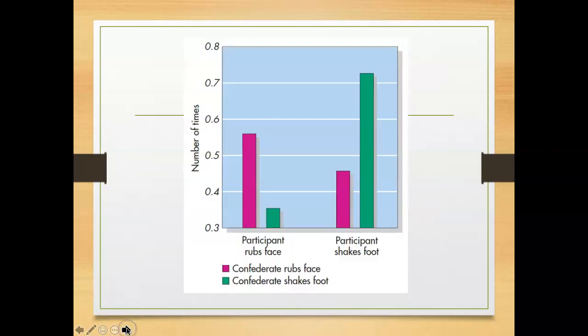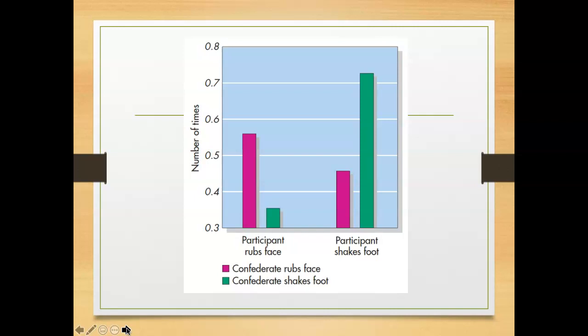Okay, so what do we mean by mimicry? Well, here's a good example of a piece of research that was done to look at how we mimic or imitate in a conversation what the person we're talking to or the person we're interacting with is doing. So in this study, participants basically interacted in a conversation with another person who happened to be a Confederate, an accomplice of the experimenter who had been basically trained to either rub her face or shake her foot.